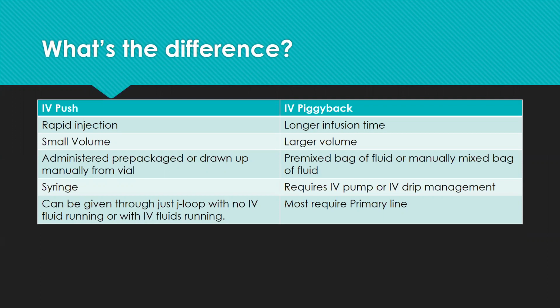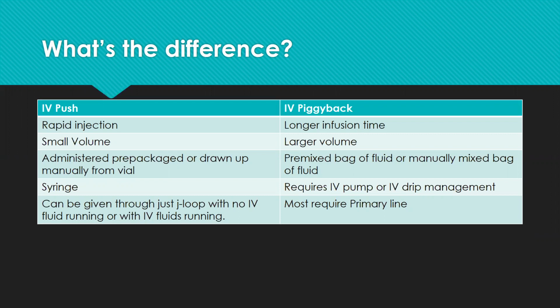an actual syringe. And IV piggyback can be pre-mixed into a bag of fluid, or we can mix it manually, or the pharmacist can mix it manually. IV push is typically given through a syringe. IV piggyback requires an IV pump or an IV drip for management and requires the primary IV tubing and then the secondary line tubing for the piggyback.